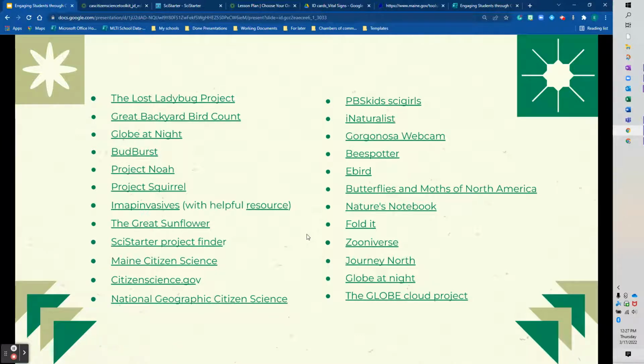And like I said, they run the gamut from relatively straightforward and simple. Project Squirrel is super easy, and we have a lot of squirrels. It's super easy to work through, super easy to find projects for, all the way up to Nature's Notebook, which is, again, really fantastic, but it can be really specific. So you might have a harder time finding something that fits whatever you're doing.